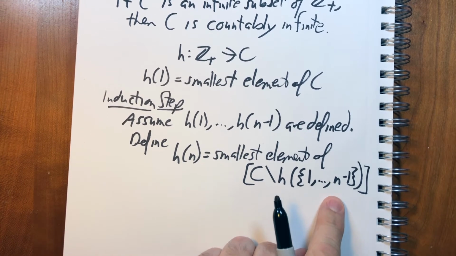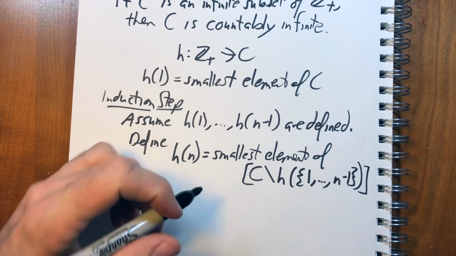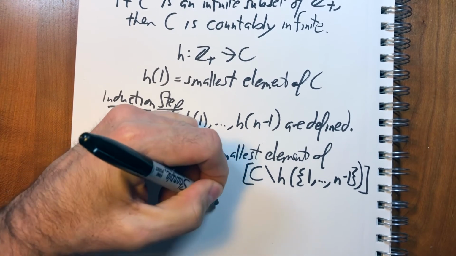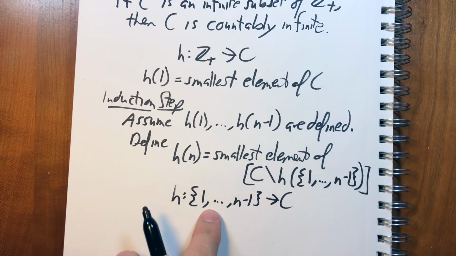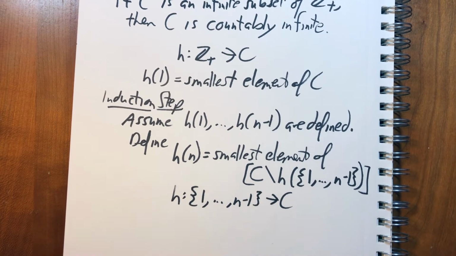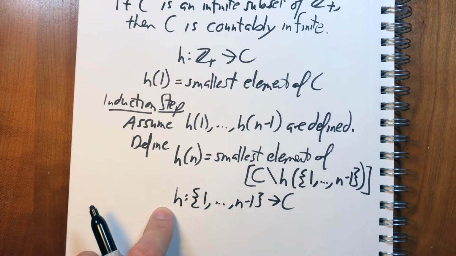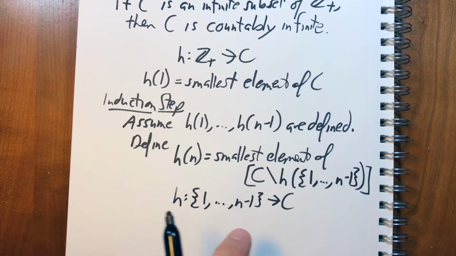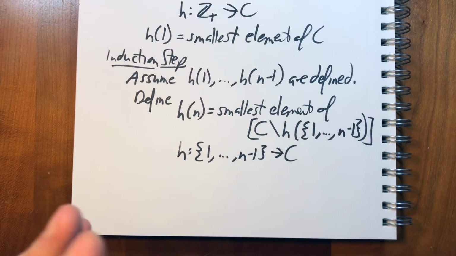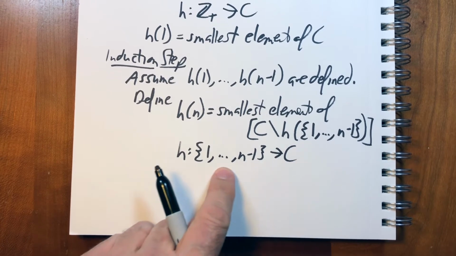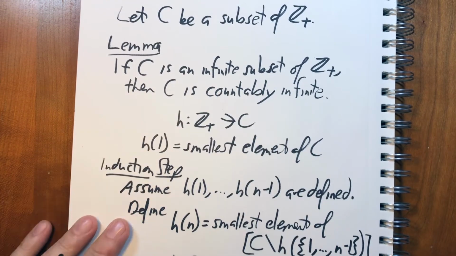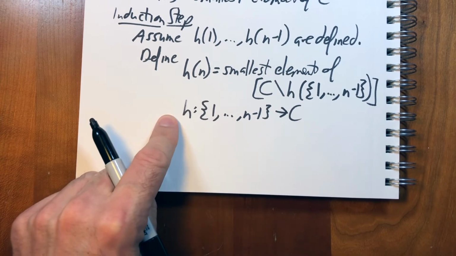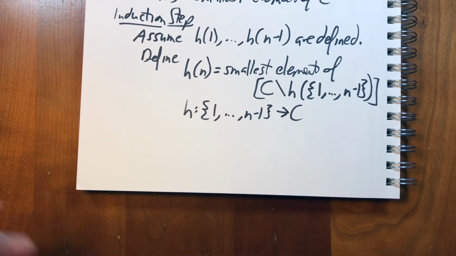Okay, so this set is not empty, because if it was empty, then a function from this section of positive integers into C would be surjective, right? If there's nothing left, if this covers everything, then by definition, there's nothing left over. That means that this is surjective. But if this is surjective, that means that C is finite, from the theorem that we proved in the last video, right? That if there's a surjective function like this, that means that C is finite. But we know that C is not finite. It's assumed to be infinite. So this can't be surjective, and that means there has to be something left over in C. Therefore, Hn is well defined because it has to equal something.